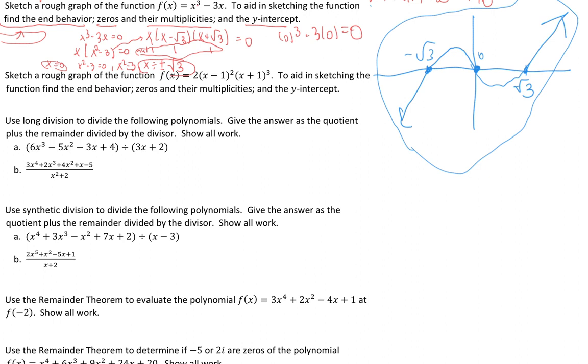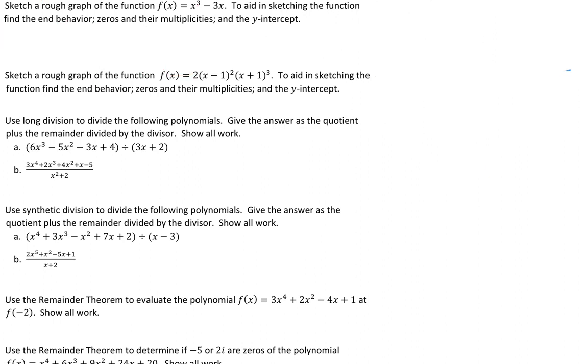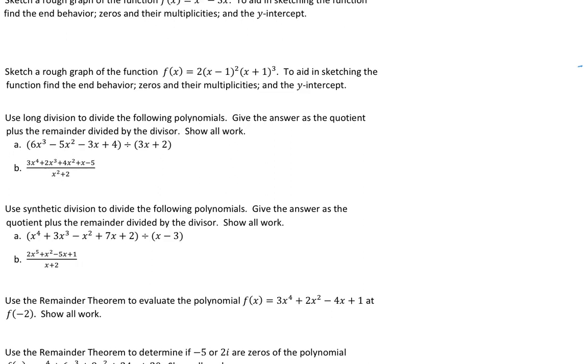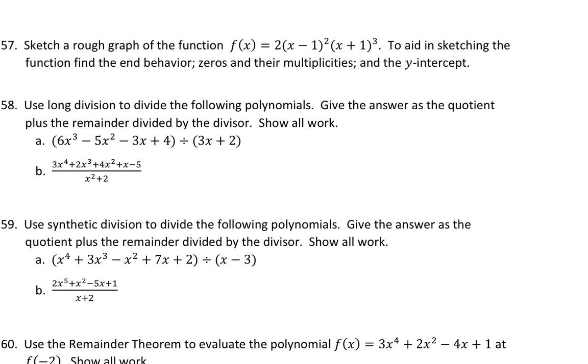Now to erase this and go on to the next one. For the next one, we're also going to do a rough sketch of the graph. We're going to find our end behavior, our zeros, and our multiplicities. So the y-intercept, my bad. End behavior. Well, this is going to be a little tricky.